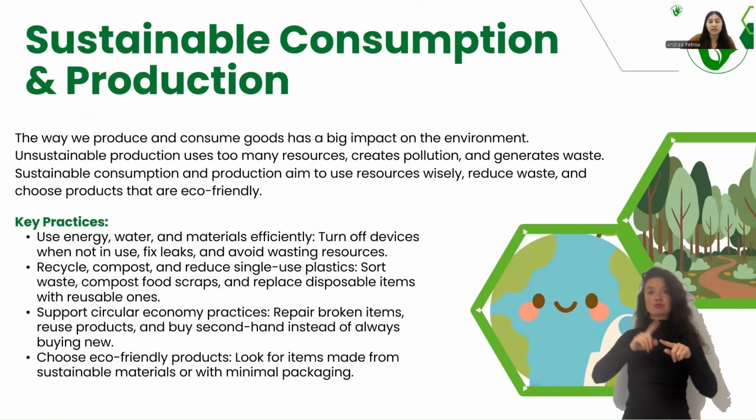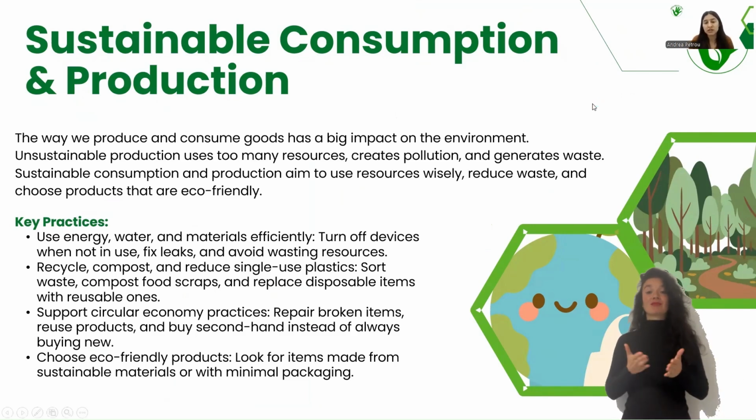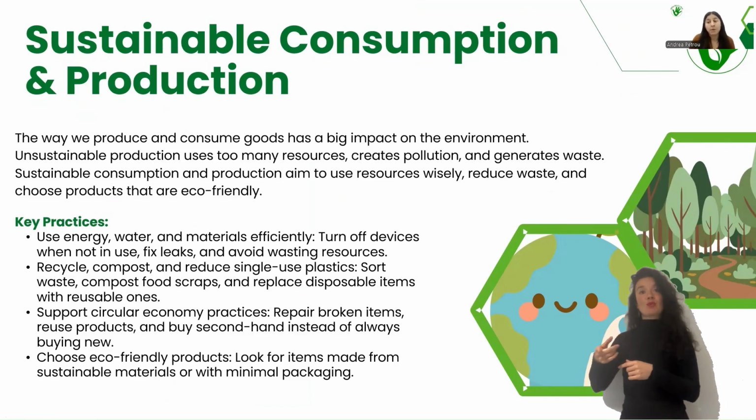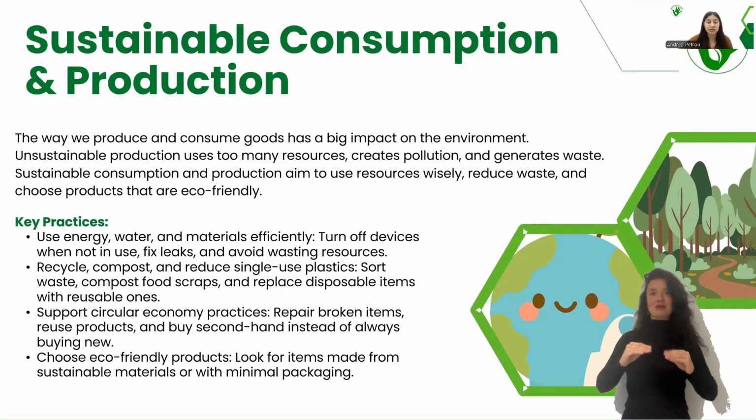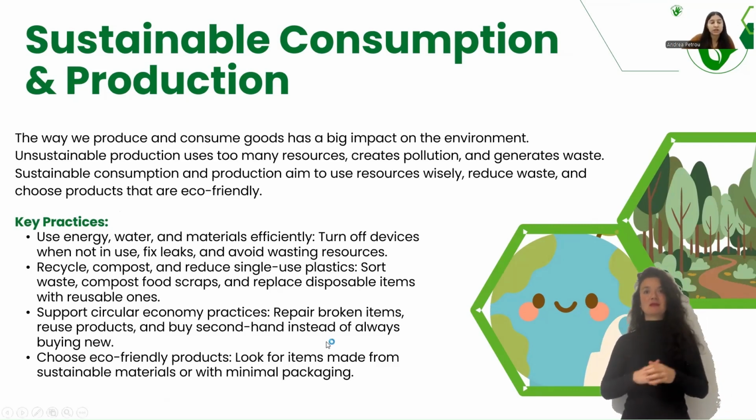Now we are moving on to sustainable consumption and production. The way we produce and consume goods has a big impact on the environment. Unsustainable production uses too many resources, creates pollution, and generates waste. On the other hand, sustainable consumption and production aim to use resources wisely, reduce waste, and choose products that are eco-friendly. Key practices include using energy, water, and materials efficiently. For example, turn off devices when we are not using them, fix leaks to save water, and avoid wasting resources.